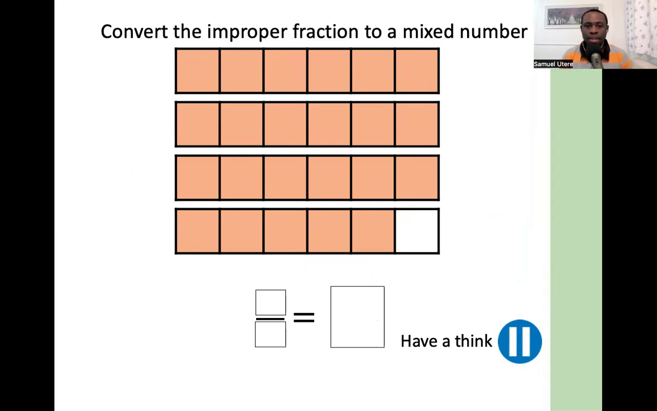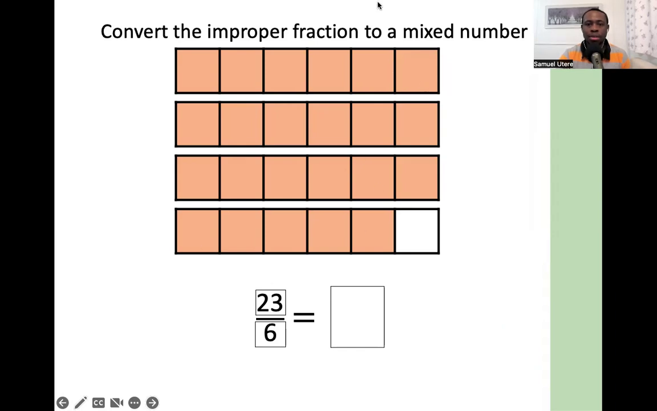Well, I'm sure you've had a think. So here we have, what do you think will be in the denominator? You can see that we have this shape split into 1, 2, 3, 4, 5, 6. That's right. I'm sure you've said 6 will be in the denominator. And then, how many parts are shaded? Well, you can see that 23 parts are shaded. So we have represented this diagram as an improper fraction written like this.